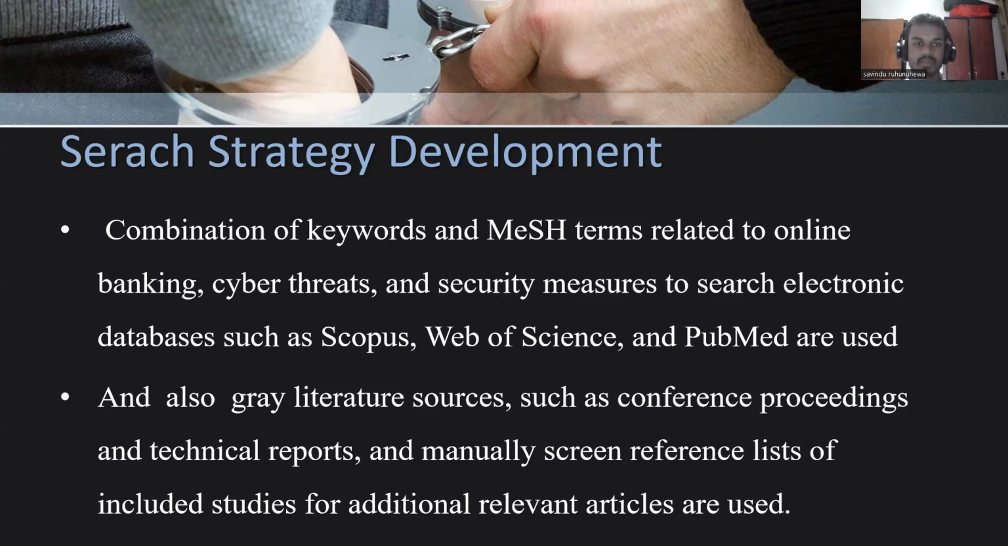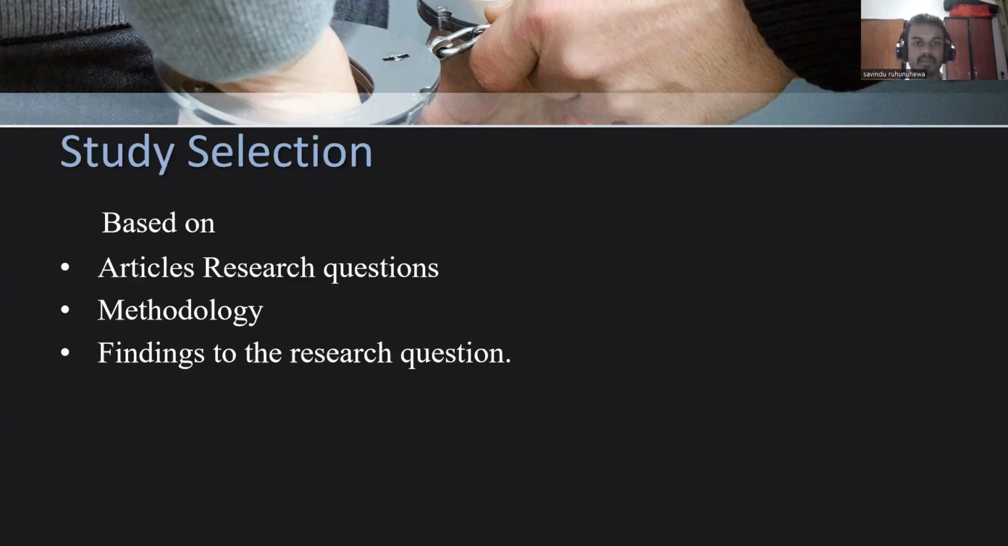Now we are moving into the study selection. Selecting relevant studies for the impact of cyber threats on online banking transactions involves defining clear inclusion and exclusion criteria, searching for studies using databases and search engines, screening studies based on relevance to the research question, evaluating the quality of the studies, and synthesizing the findings to draw conclusions and identify gaps in the literature.